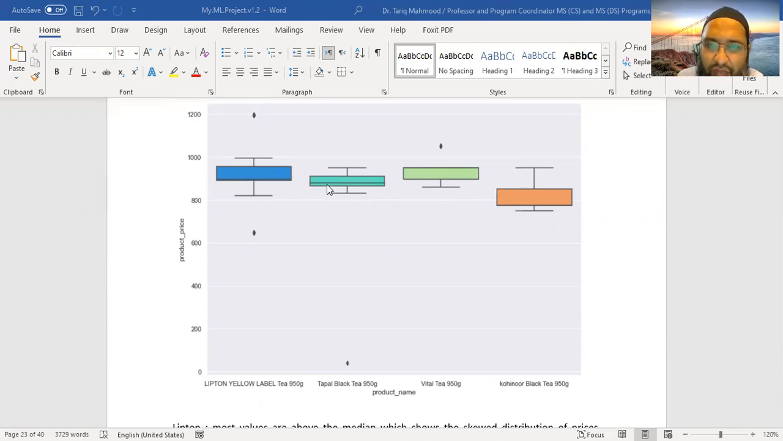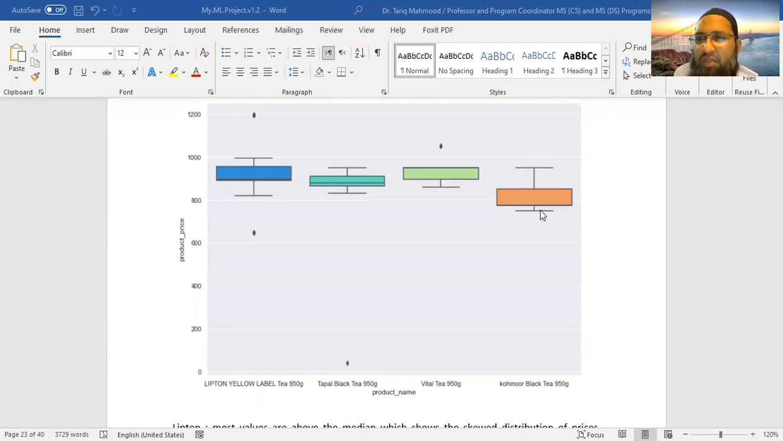And the median for Vital is nowhere. It's the highest, I guess, because the median is here. The upper part of the box plot and the median are merged together. So the highest price is of Vital, and the lowest price I think is of Kohinoor. But the Kohinoor brand is being offered in bundles, and we don't want to go with that. We're just looking at individual prices. That's the thing.